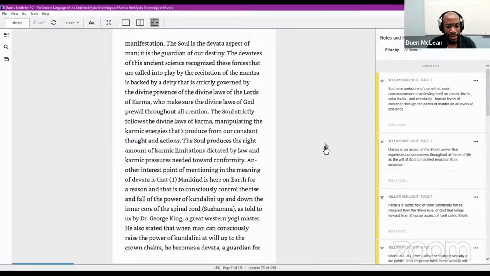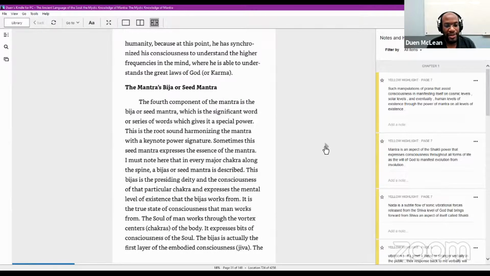Another interesting point in the meaning of devata is that mankind is here on earth for a reason, and that is to consciously control the rise and fall of the power of Kundalini up and down the inner core of the spinal cord, Sushumna, as told to us by Dr. George King, a great Western yogi master. He also stated that when man can consciously raise the power of Kundalini at will to the crown chakra, he becomes a devata, a guardian for humanity, because at this point he has synchronized his consciousness to understand the higher frequencies in the mind, where he is able to understand the great laws of God, or karma.